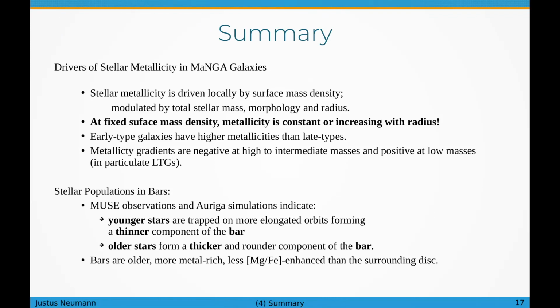And then for the stellar populations in bars, we have seen from the MUSE observations and in the zoom-in simulations that younger stars in bars are trapped on more elongated orbits, forming a thinner part of the bar, and older stars form a thicker and rounder component of the bar. In addition, we found that bars are in general older, more metal-rich, and less alpha enhanced than the surrounding disks.